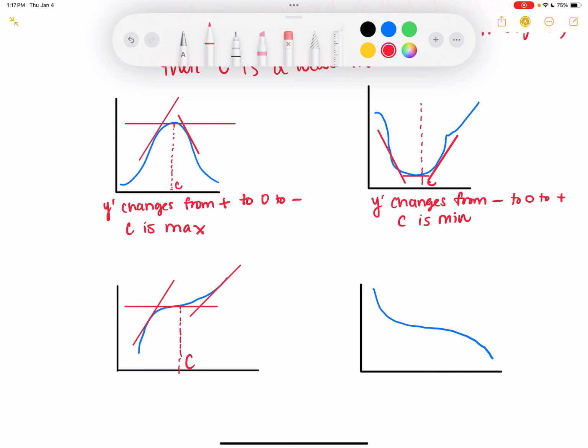All right, so this one, the sign of y prime is positive, then 0, then positive again. So there is no max or min.